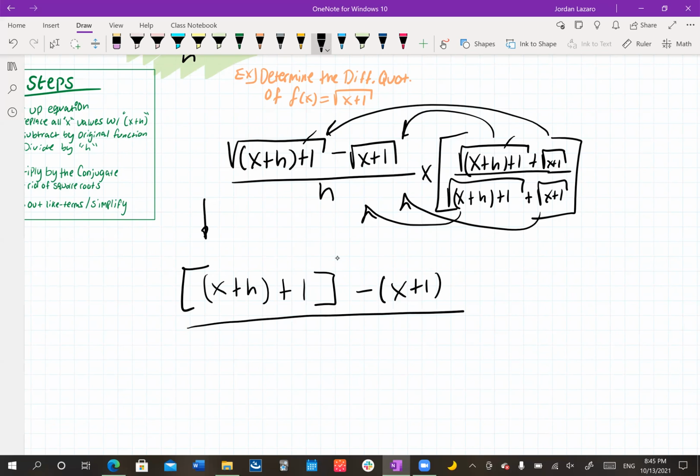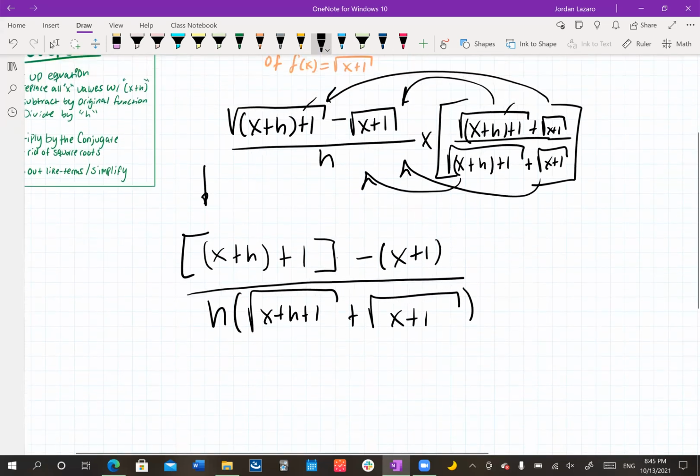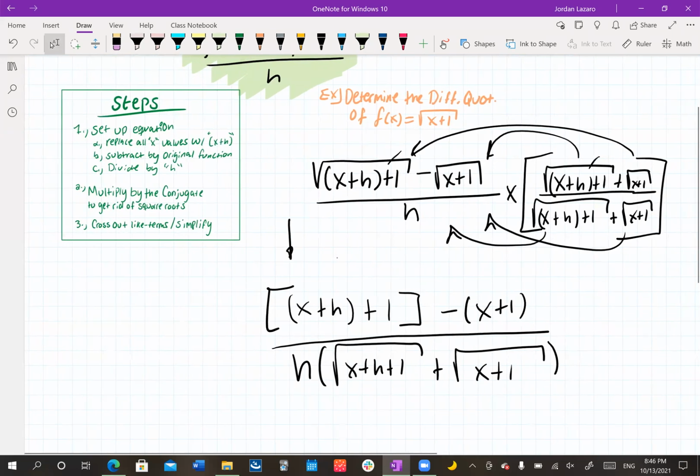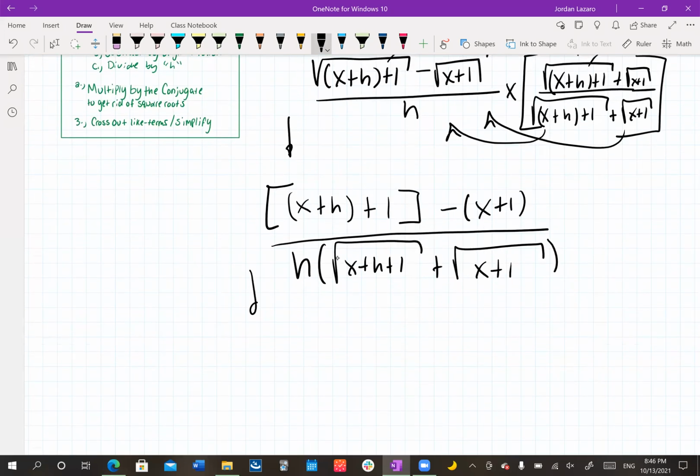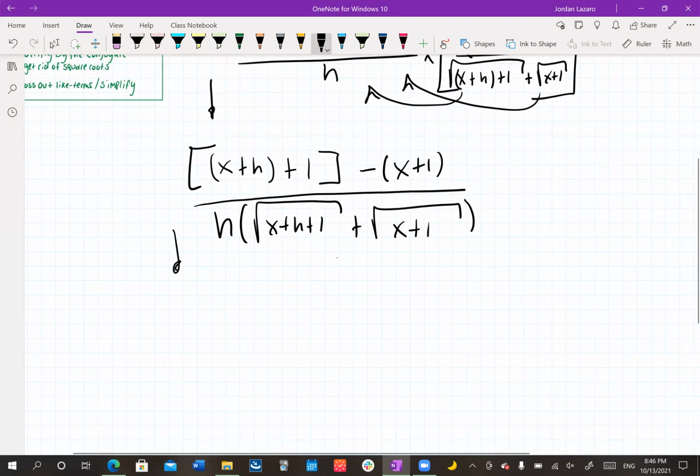And we're going to do the same thing with the bottom. So we're going to have h times the quantity, the square root quantity of x plus h plus 1 plus the square root quantity of x plus 1. Okay. Now, after we've done that, this was step 2. Now we're going to go to step 3, which is cross out like terms and simplify. Okay. Awesome. We're almost done.